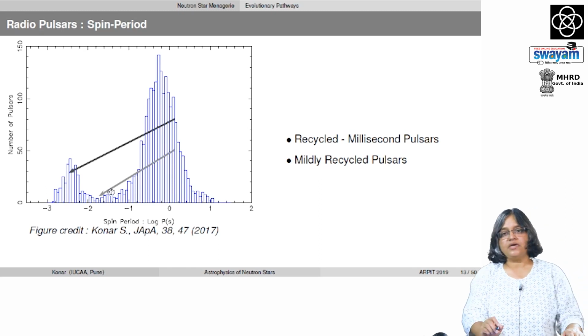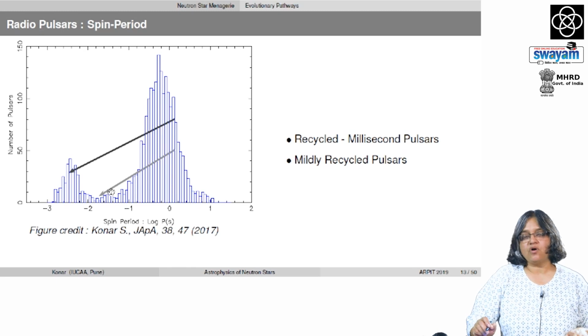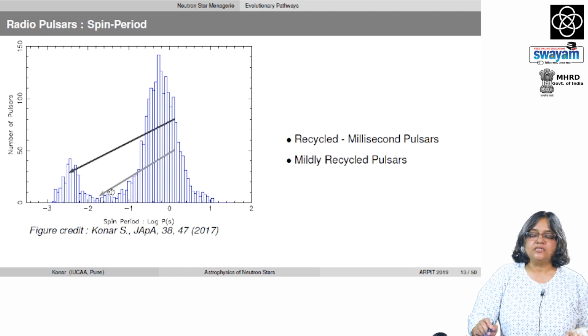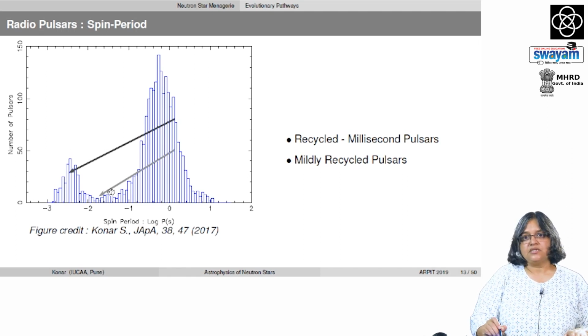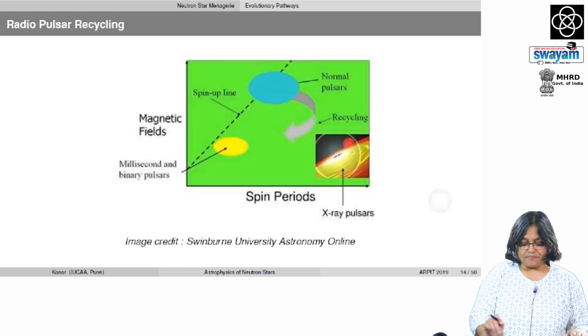Now, the question is, why does such a thing happen? It happens because even though the rate of accretion is much higher in HMXBs, the time duration of active accretion in HMXBs is much smaller than that in the case of low mass X-ray binaries, and therefore, in HMXBs the neutron star does not have enough time to reduce its magnetic field to a much lower value or to get spun up to a faster spin period, and therefore, from HMXBs the recycling is only mild.